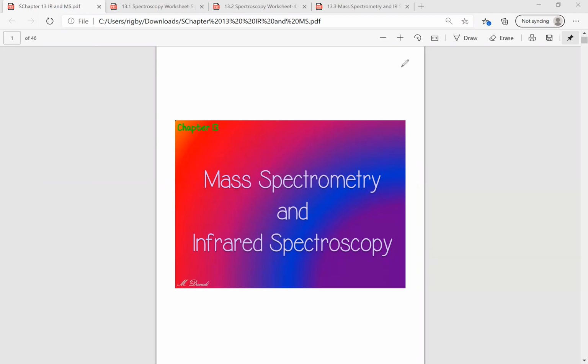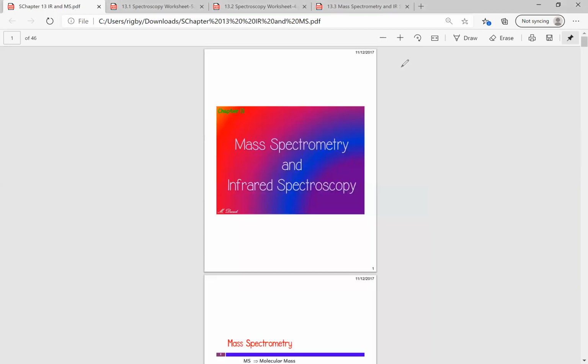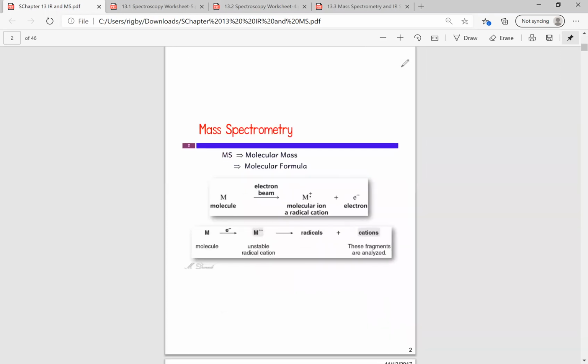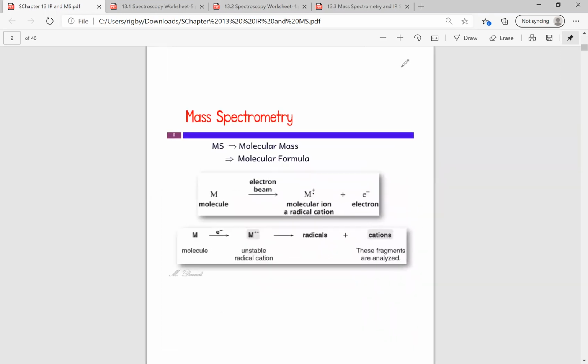But first, we will be talking about mass spectrometry. Generally, mass spectrometry is exactly what it sounds like. It's a way to analyze the mass of a molecule. And the way that this occurs is we use a machine, basically.